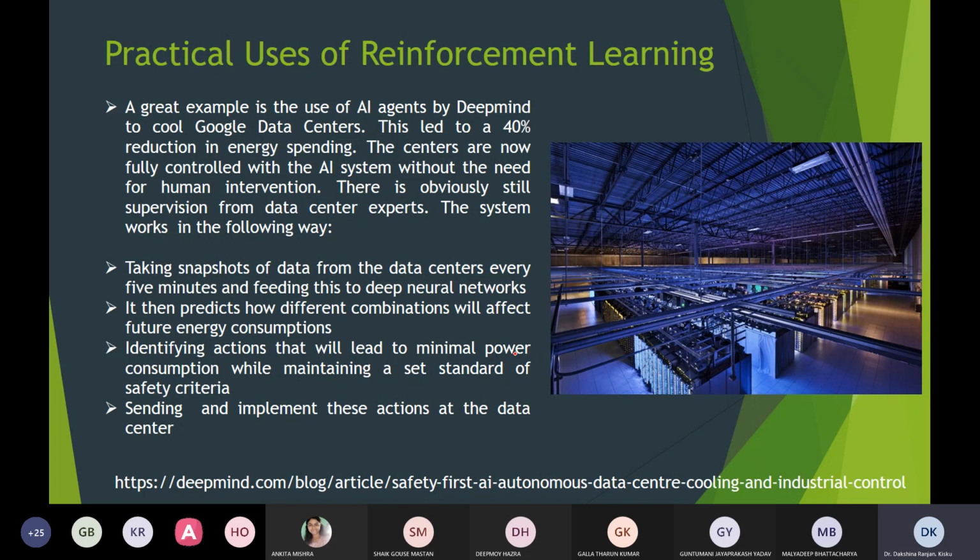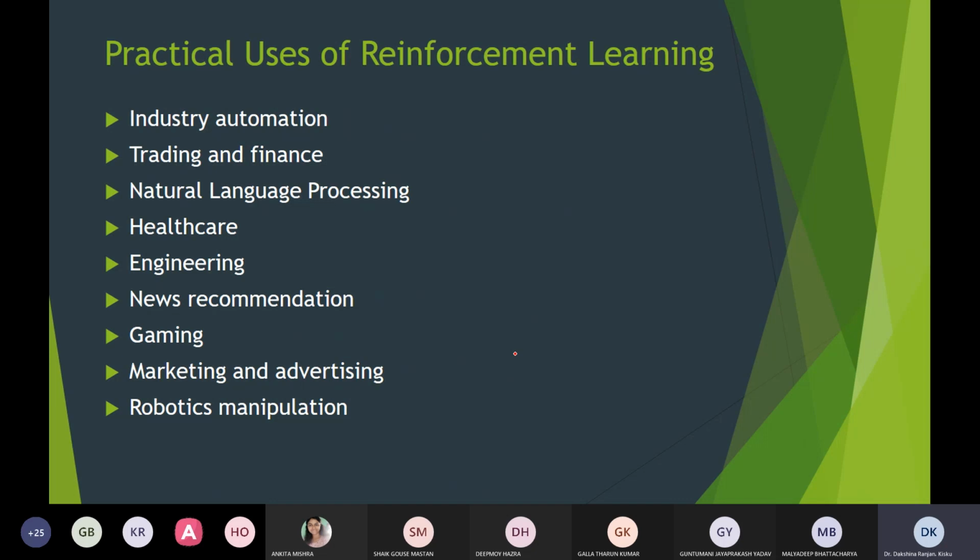Now, what is the practical use of reinforcement learning? If I consider the applications of reinforcement learning, then we can apply this technique for industry automation, trading and finance, natural language processing, healthcare, engineering, news recommendation, gaming, robotics manipulation, marketing and advertising. These are the different areas in which we can apply reinforcement learning.